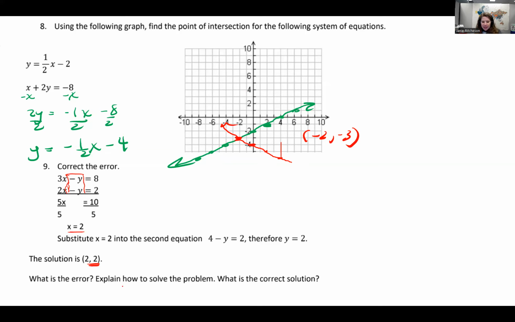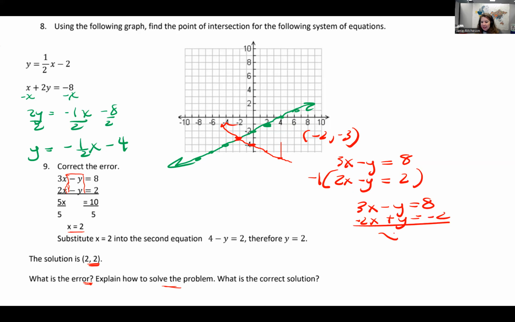So it says explain what is the error. The error is the y's did not cancel originally. And then to explain how to solve the problem, I'm going to just actually solve it. There's no better way to explain it than to show my work, right? So I'm going to multiply the second equation by -1 so that my y values will cancel. So I'm going to rewrite the first one. I'm going to distribute a -1.